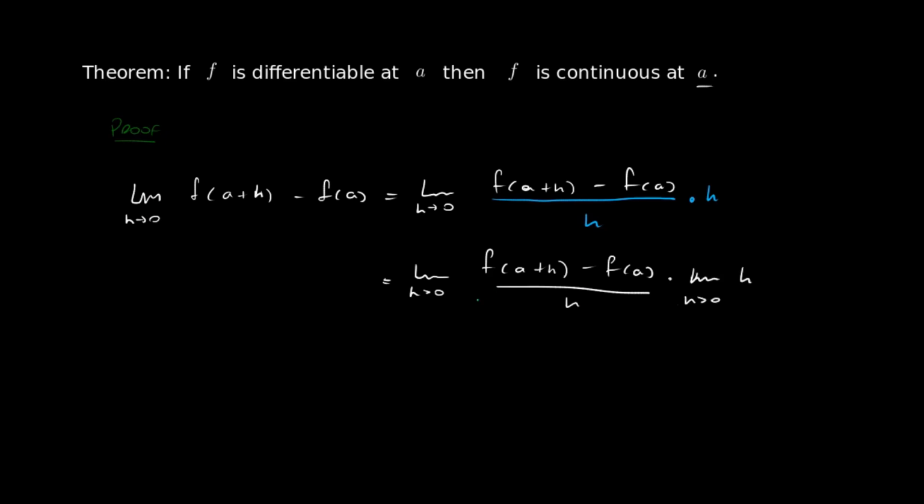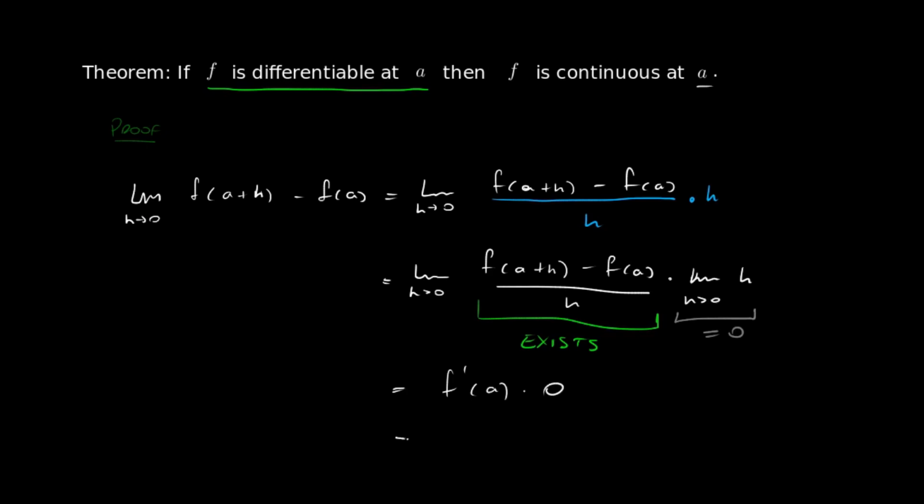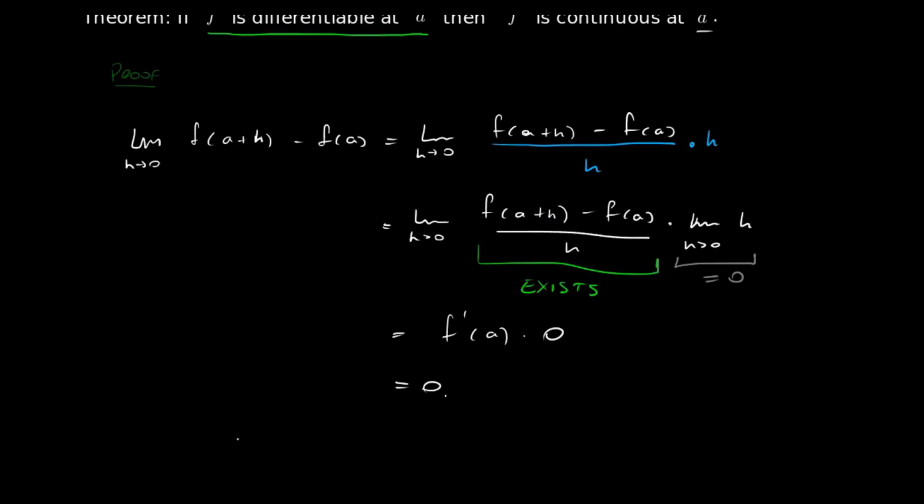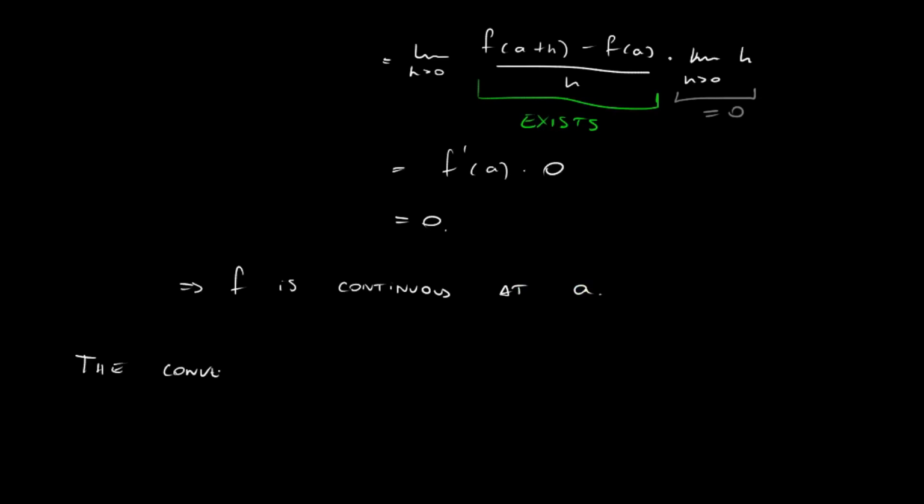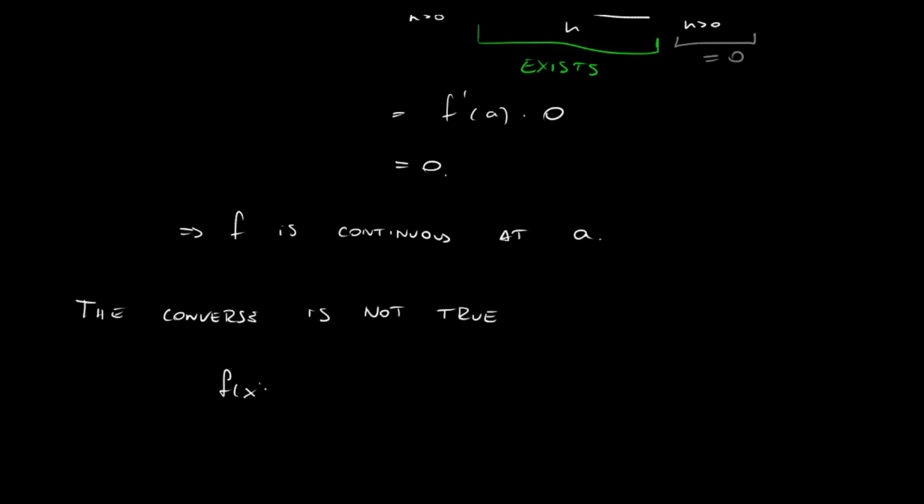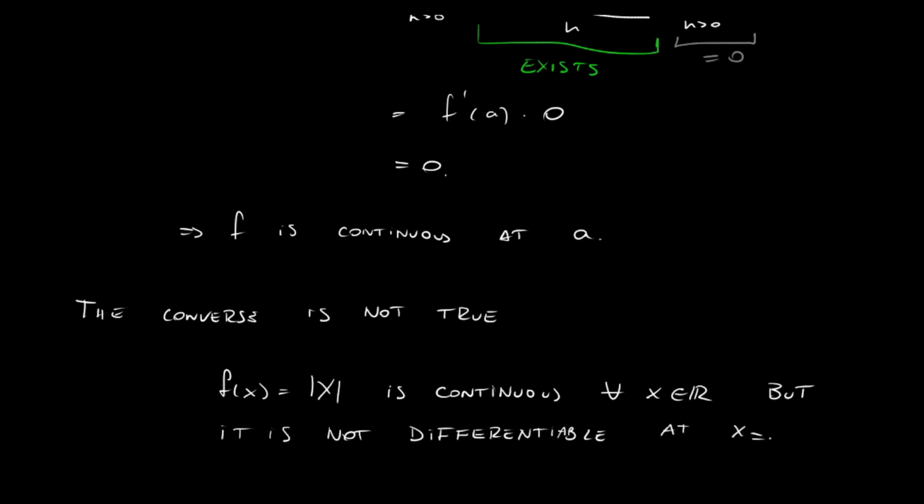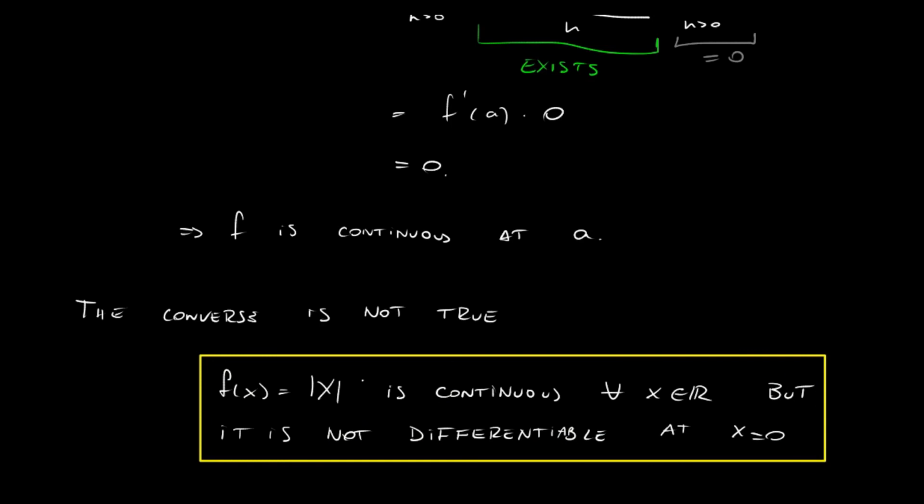So now this first limit exists because f is differentiable at a, and this other limit is equal to 0. So then this is equal to f prime in a, the derivative of f, times 0, and this gives us 0. So then what this is showing us is that f is continuous at a. So we have that differentiability implies continuity. But the converse is not true, because f of x equal to the absolute value of x, for example, is continuous for every real number. But it's not differentiable at x equals 0. So with this very important theorem, we finish our first video about derivatives.